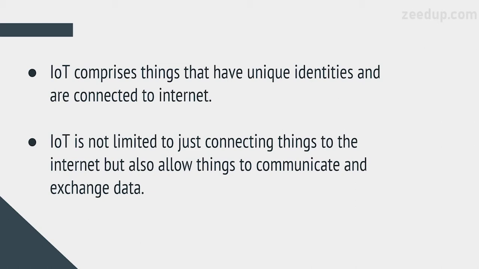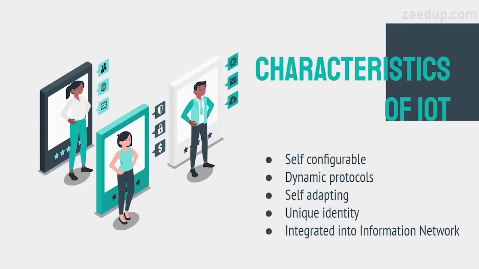A thing can refer to a connected medical device, a biochip. You have many more applications to work under IoT. These all come under a platform called the Internet of Things. All it is, is that you need to transfer the data and actuate from one end to the other end. So IoT is not limited to just connecting things to the internet, but also allows things to communicate and exchange the data.